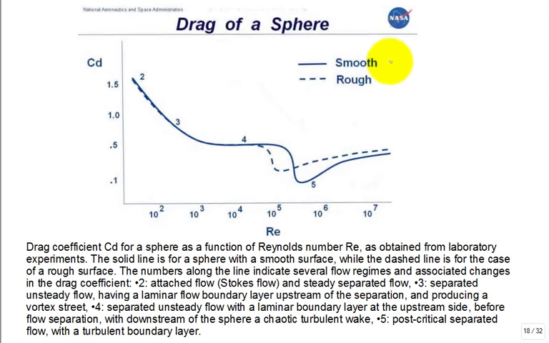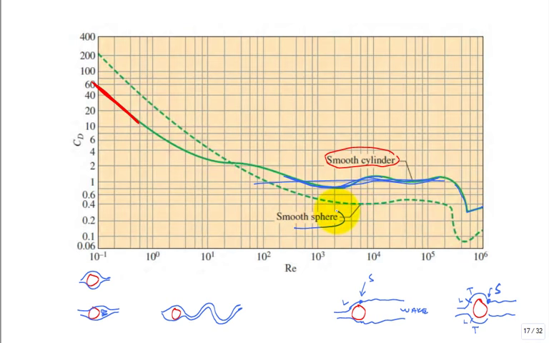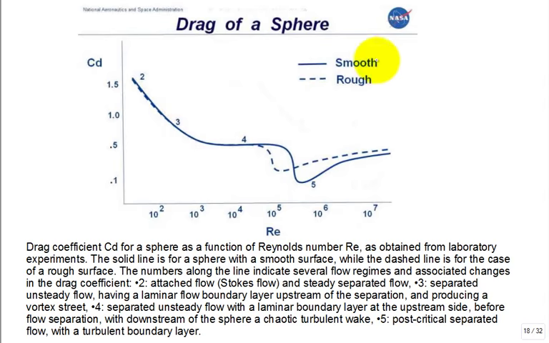So now you also have the same behavior for a sphere, but it's more of a polar coordinate system. It was polar coordinates for the cylinder, but it's more of a three-dimensional flow field for the smooth sphere. The same behavior: you get that laminar to turbulent transition in the boundary layer right before separation, and then it drops the drag coefficient. Well, what they found was you have a smooth object, a smooth sphere, versus a rough sphere.